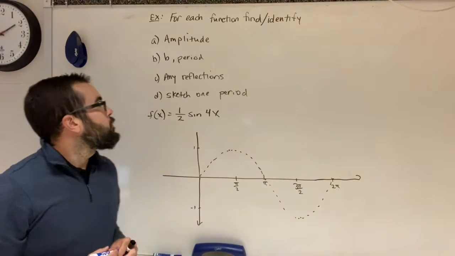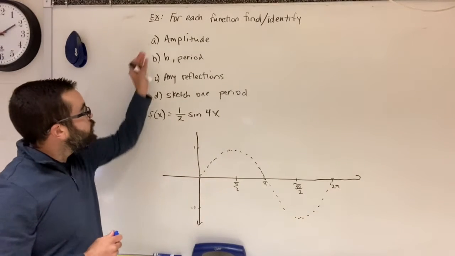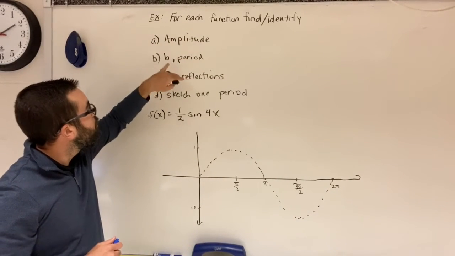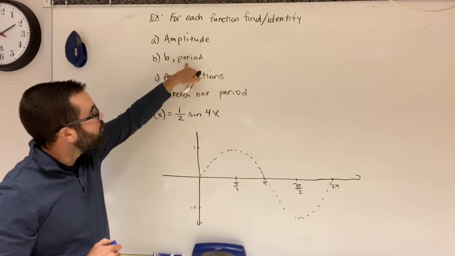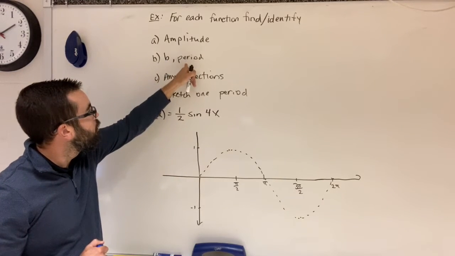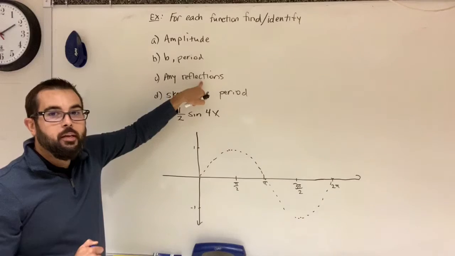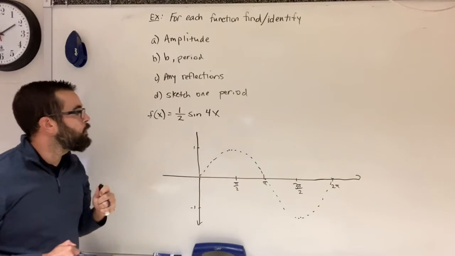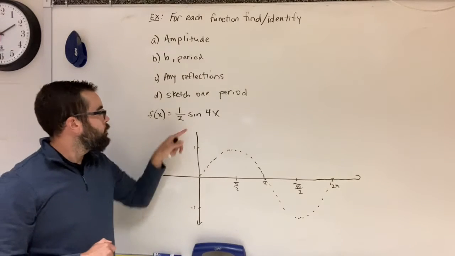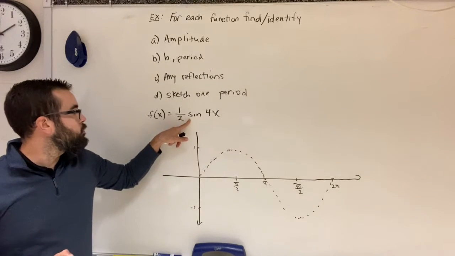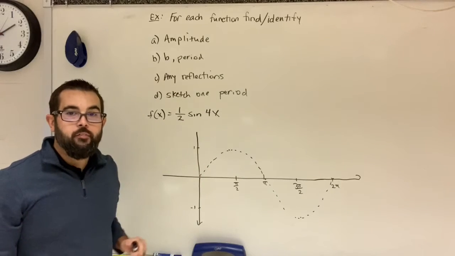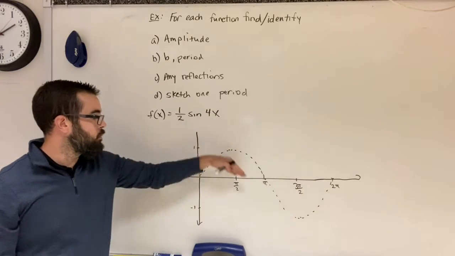All right, so here's our first example. For each function, we're going to find and identify the amplitude, the value of B, and the period, any reflections that may be going on, and we're asked to sketch over one period. So I've already put up f of x equals 1/2 times sine of 4x. I put up the parent function of this graph, just the regular sine wave.